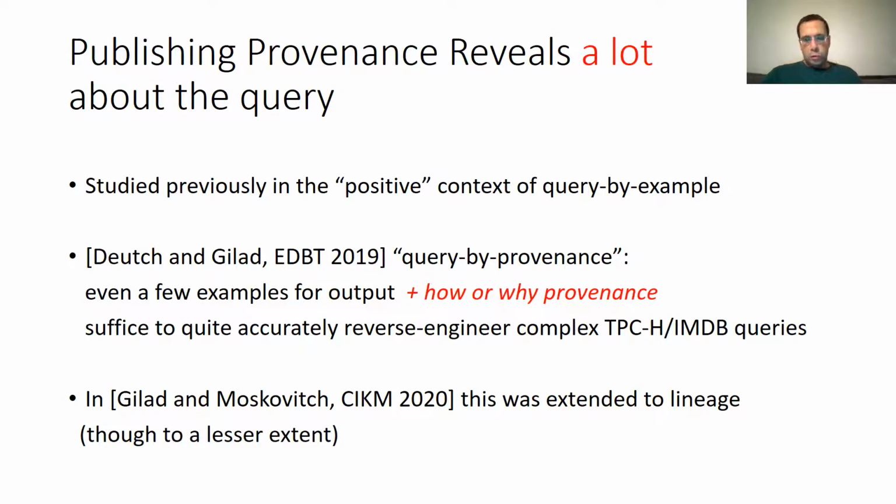So that's good news for the query by example systems because it allows better focusing on the query that the user has in mind. But it's bad news if you are the owner from our previous example who's trying to publish provenance as explanations, but still trying to hide the underlying query. So it means that really, if we publish provenance, we reveal quite a lot about the query.